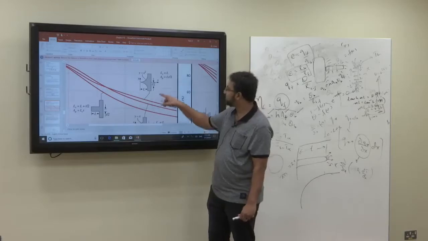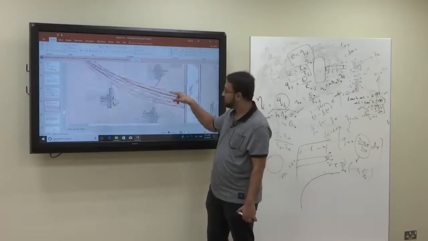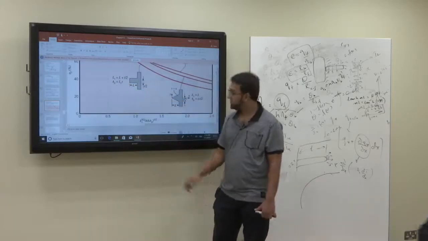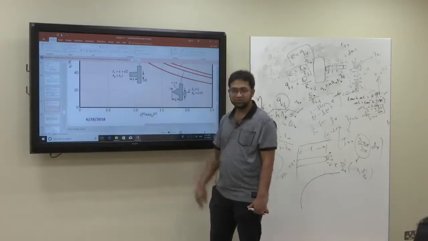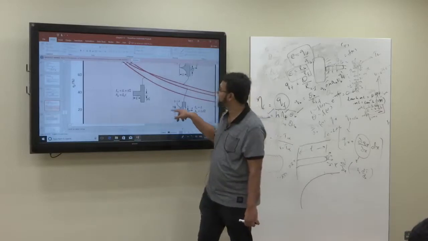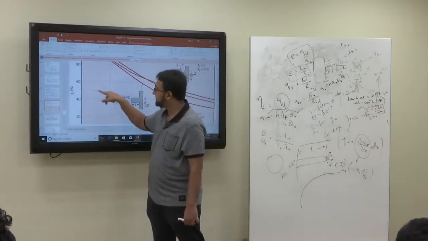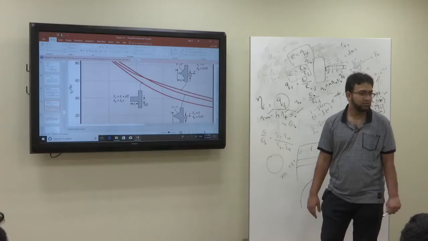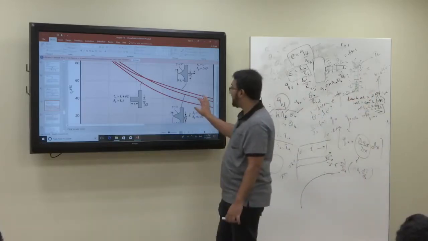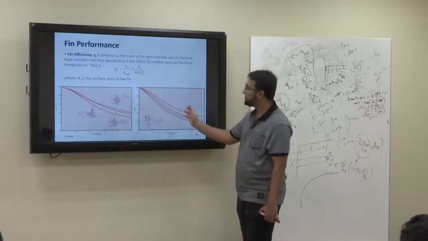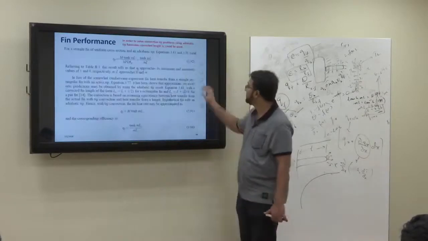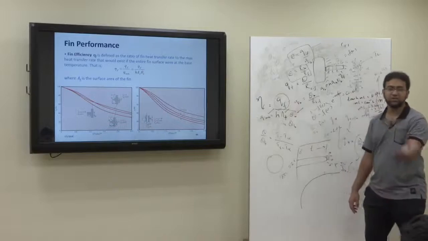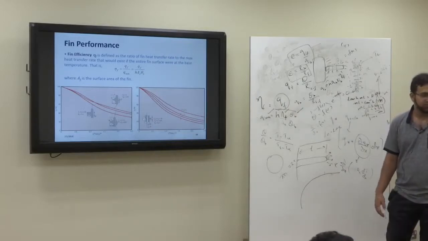For all the cases, it's given what LC is and what AP is. What is LC here? What is AP here? These LC and AP you need to put here to get the value. So substitute the values here, intersect the curve, go horizontal, and find out the efficiency. Is it clear? So, corrected length. By using these graphs, you can find out the efficiency. If you know the efficiency, multiply by Q max, and you will find the actual heat transfer from the fin, which is QF. Is it clear?